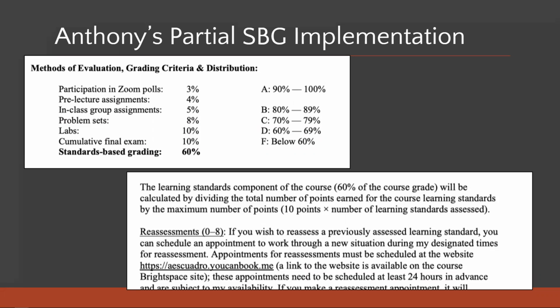And so my initial assessment, at least back in the before times, was always a paper-based quiz. That was always how I initially assessed the standard. But a student always had the option to reassess a learning standard if they wanted to.